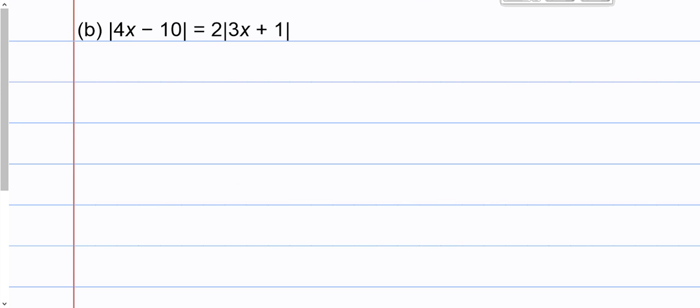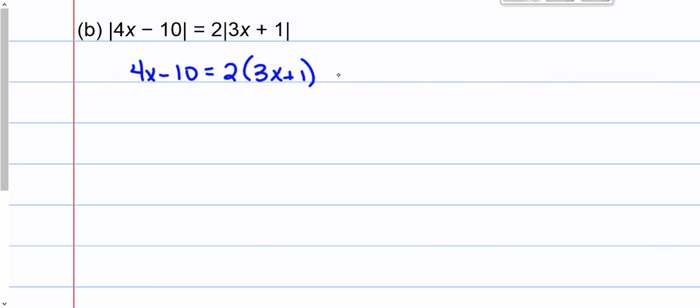All right, part B. Again, we have an absolute value here and here. This time we have a 2 on the outside, and I'll show you how to address that. So we have the absolute value of 4x minus 10 equals, I should have dropped that bar there. Sorry about that. All right, so drop the bars. 4x minus 10 equals 2. Now we're just going to put parentheses times 3x plus 1.